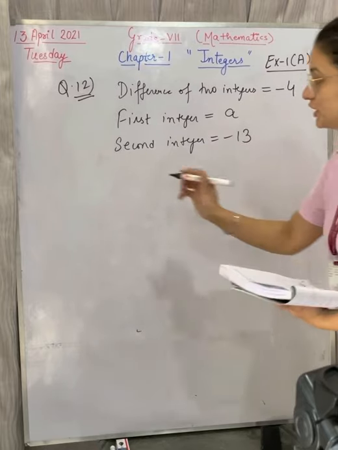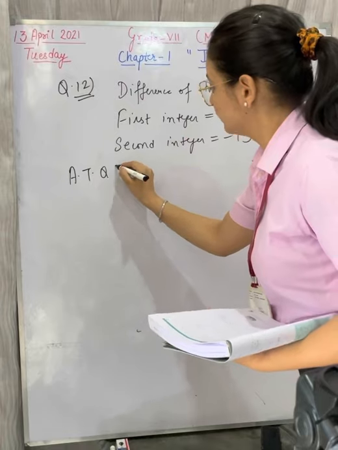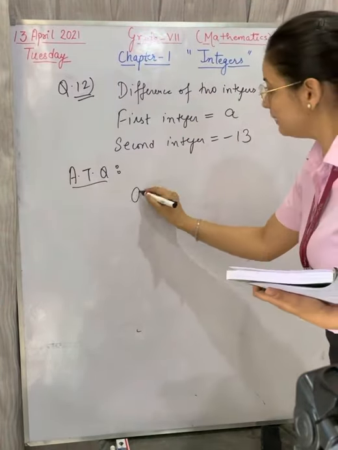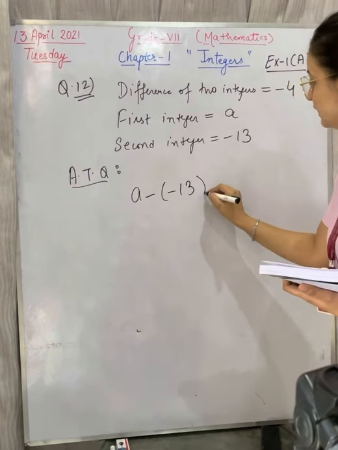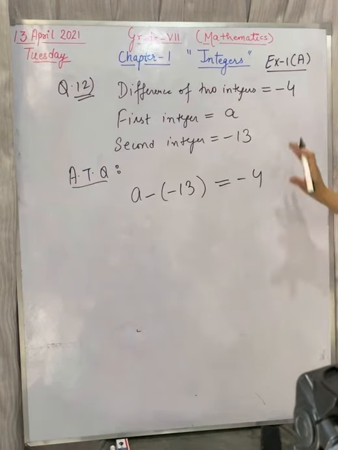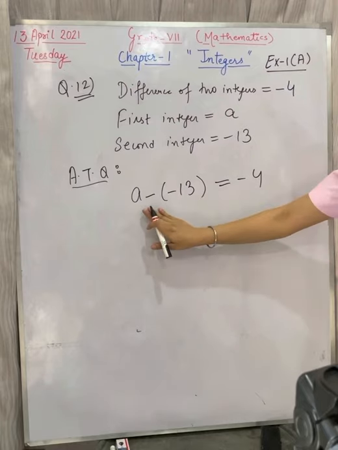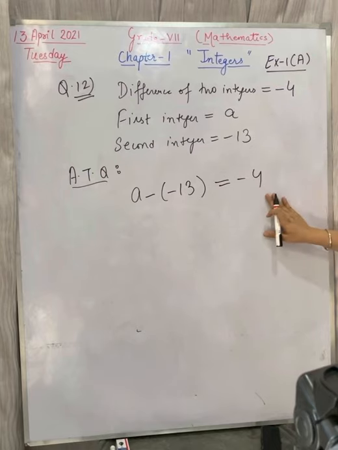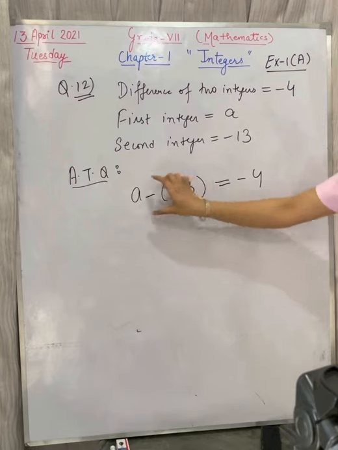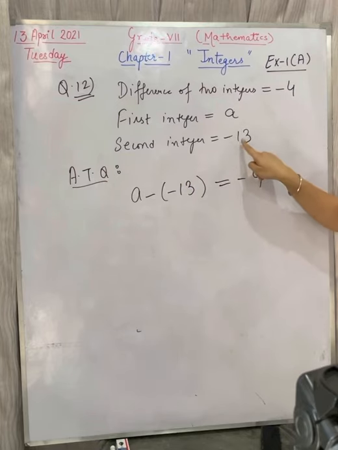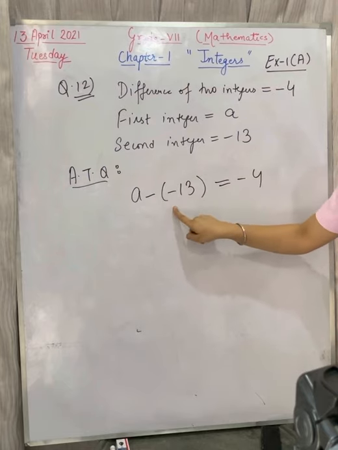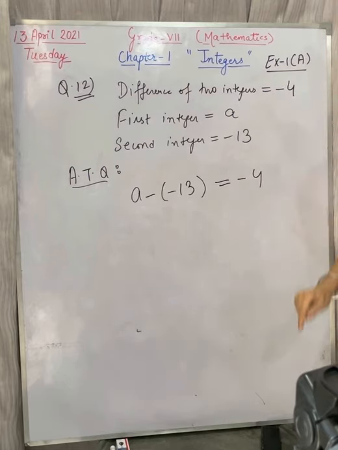Now according to the question, difference of two integers, a and minus 13, is equal to minus 4. Up to here is understood? You write in this way: difference of these, first integer is a, second integer is minus 13, and difference means subtraction of these two integers. It is equal to minus 4. Correct?